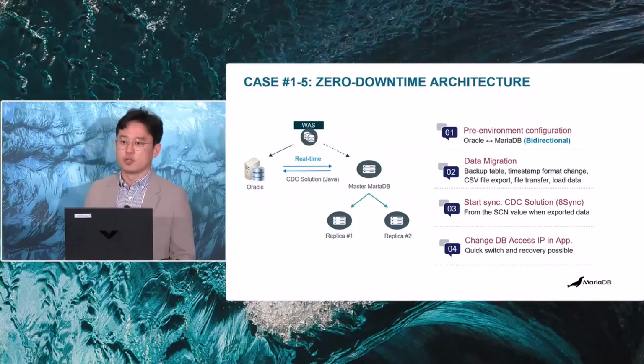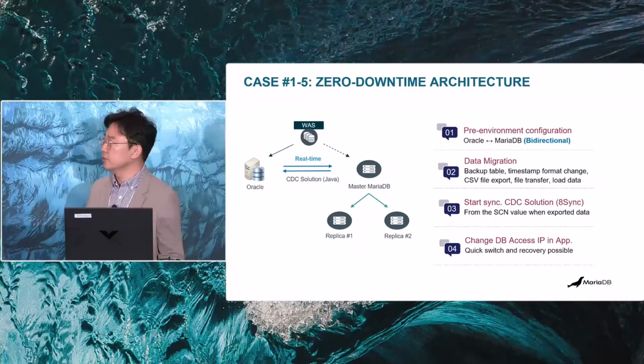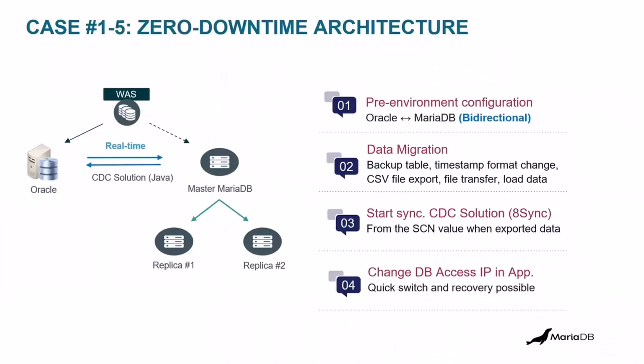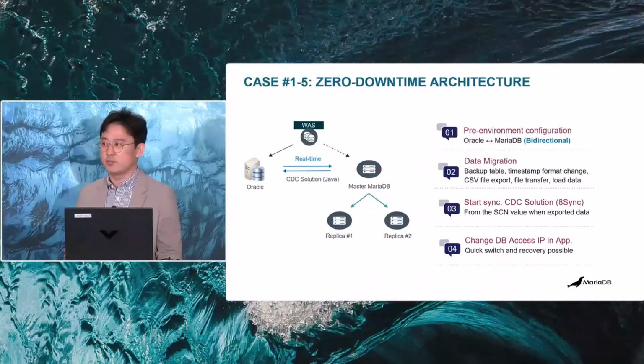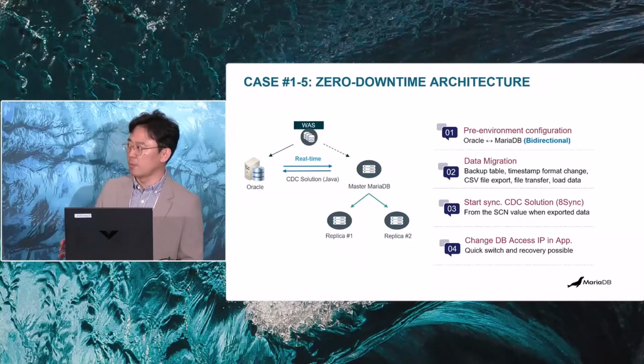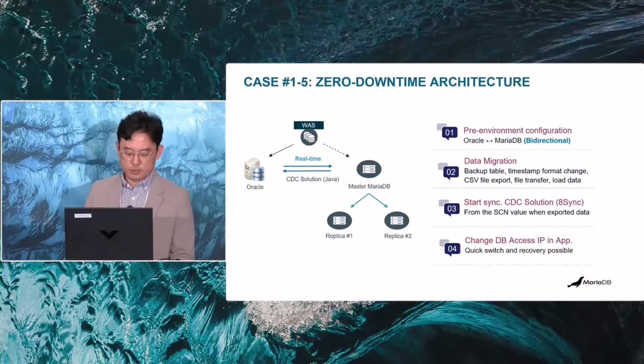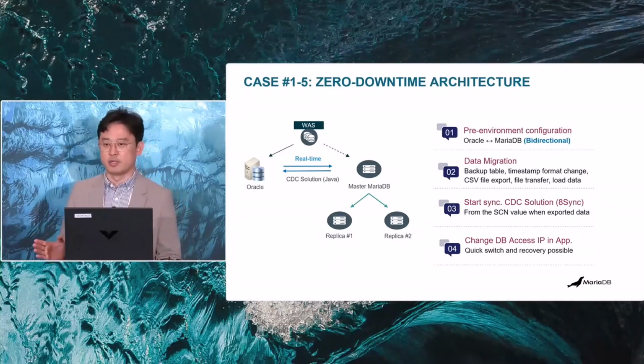This page is about zero-downtime architecture. First, we deployed the async process between both DBs. Next, we proceed with the data migration and rerun the CDC solution. We must set the SCM value before starting the process. This is because we needed to process the change from the SCM value at the time of export for data migration. Then we confirm that data synchronization is proceeding stably between RDBs in real time.